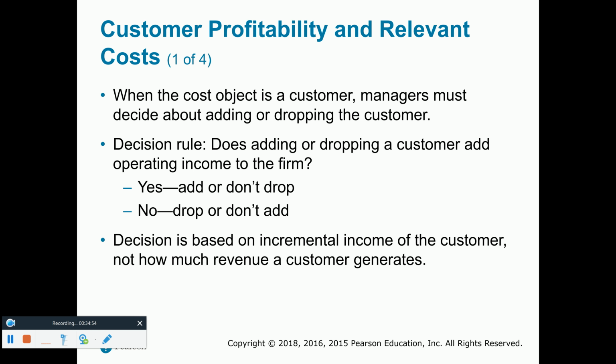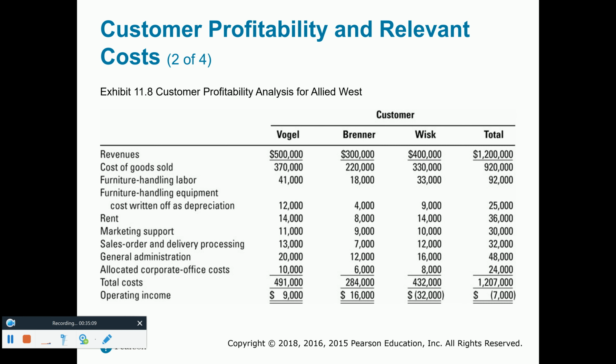So once again, should we keep adding different customers that have higher profitability? Should we drop customers that might be dragging down our operating income? Quantitatively, this is what we're going to go through in making decisions like that.